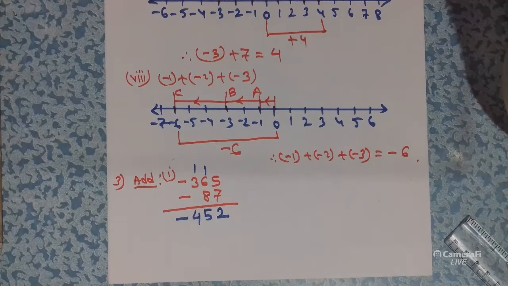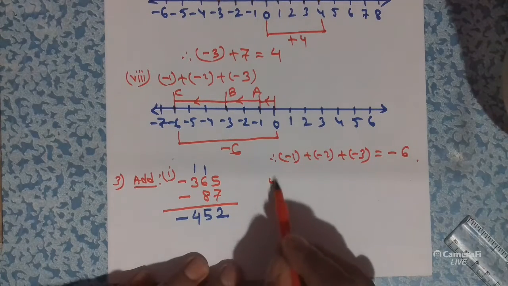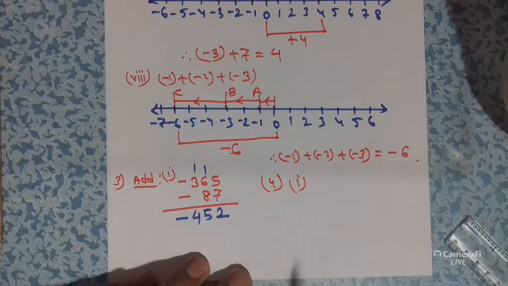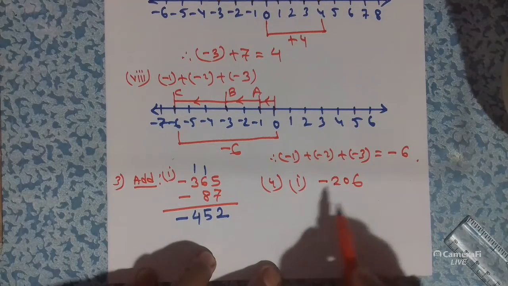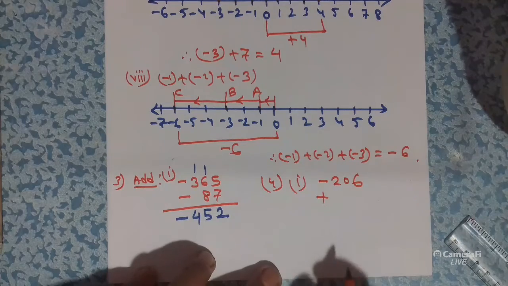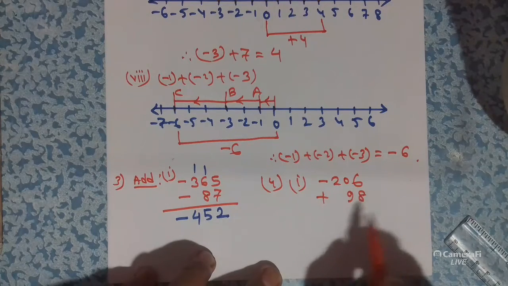So similarly, now I am going to show you when the numbers are different, that means the integers are opposite, that means one is positive and another one is negative. So I am going to show you question number 4: minus 206 and plus 98.